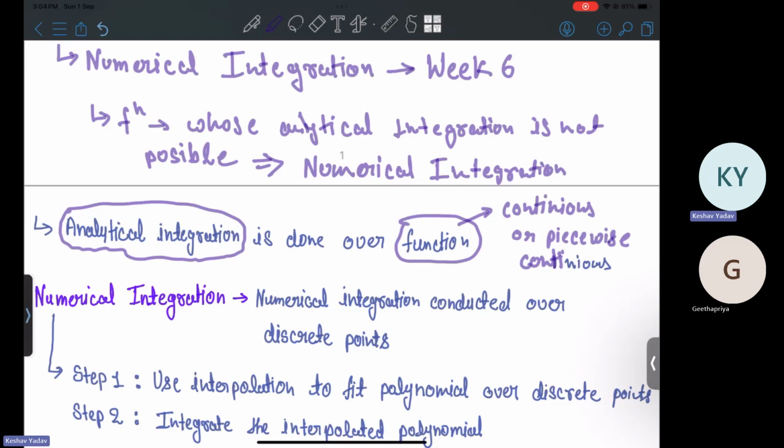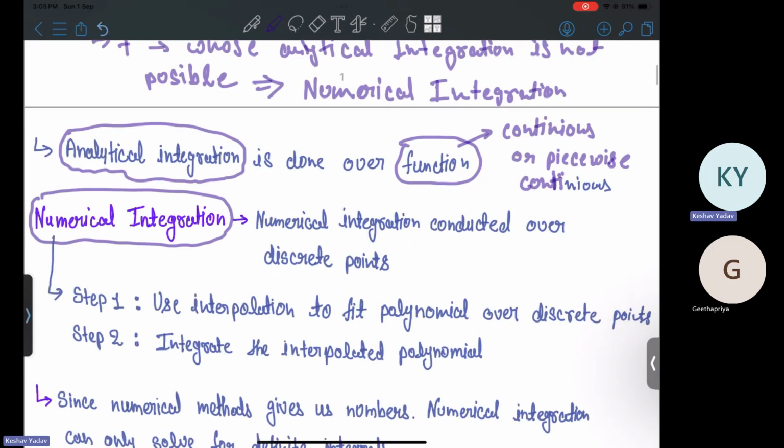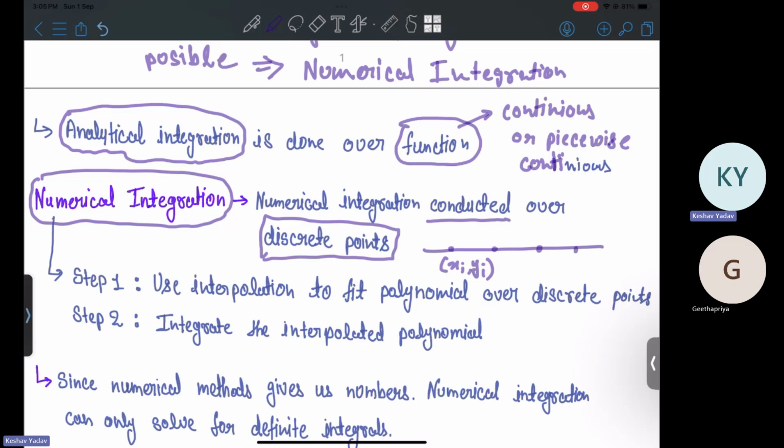Or in some cases, we do not have the function value at every point in the domain, rather we have the value of the function at some discrete points. In that case, going for numerical integration is beneficial. So the first thing is that numerical integration is conducted over discrete points, meaning there are some points where xi and yi are known. It is not known at every point in the domain.